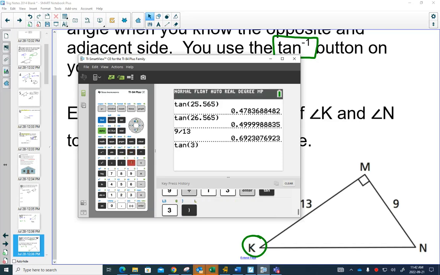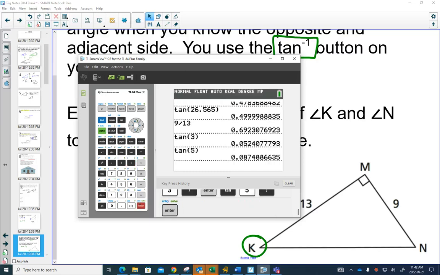3. Tan of 3 is 0.05. Okay? Gage, guess another angle. 5. Tan of 5. Is he closer? A little bit. Riel. 20. Tan of 20. 0.36. What do we need? We need to get to 0.6923.